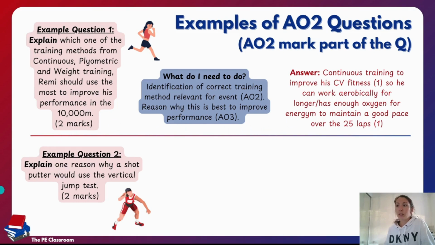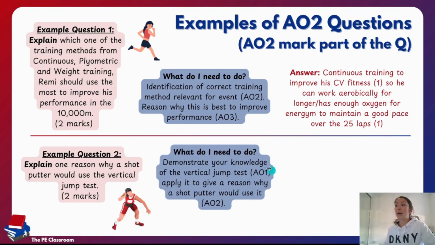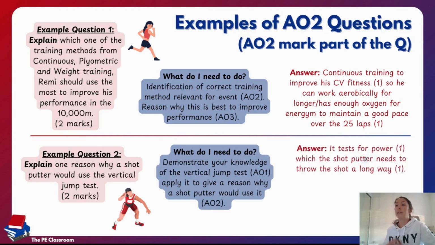Now the next question: explain one reason why a shot putter would use the vertical jump test. So for this question, before you decide why they might need to use the vertical jump test, you need to be able to think about what the vertical jump test tests for. So straight away we know that we need to demonstrate our knowledge of the vertical jump test. So we would essentially need to say it tests for power, and then link that to a reason why the test would be relevant for the performer.